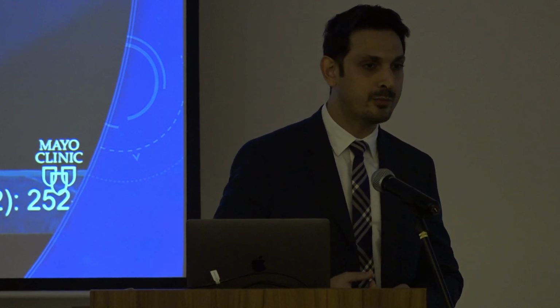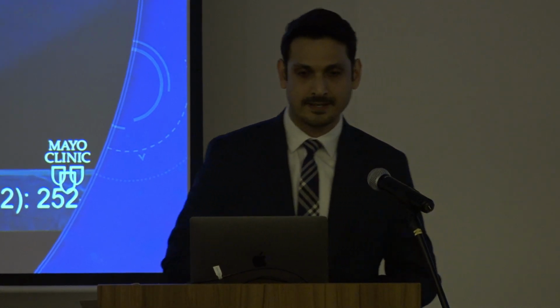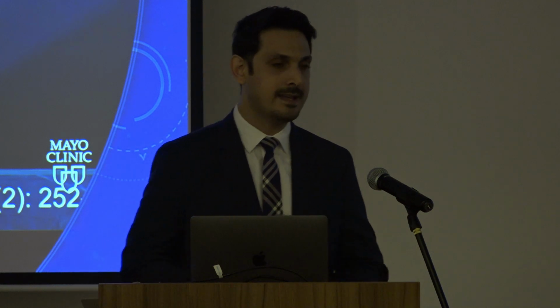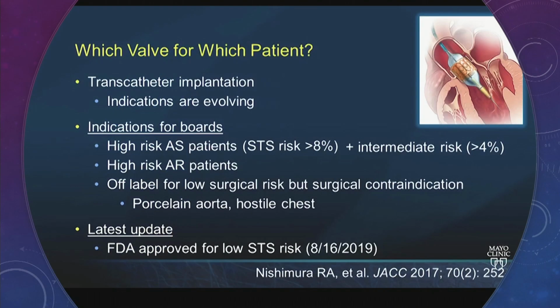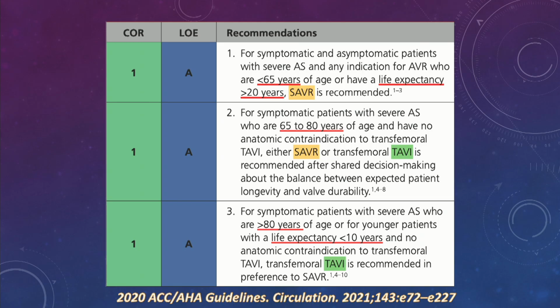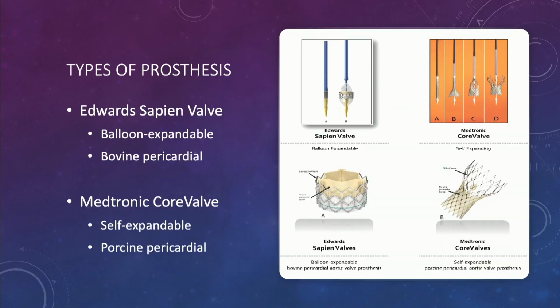Previously, the option of TAVI was mainly for patients at high or prohibitive surgical risk, but since the multiple PARTNER trials, it's even been FDA approved in low surgical risk patients since 2019, and it's being done more and more. And now the 2020 guidelines actually recommend TAVI as a class 1 recommendation for all patients above the age of 65, okay? We know that there are two major types of prosthesis, the Edwards-Sapien valve and the Medtronic CoreValve.